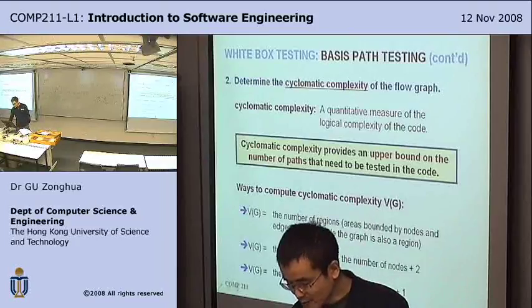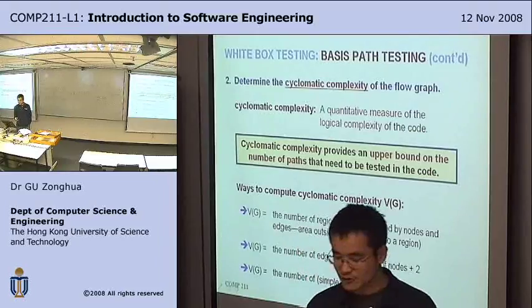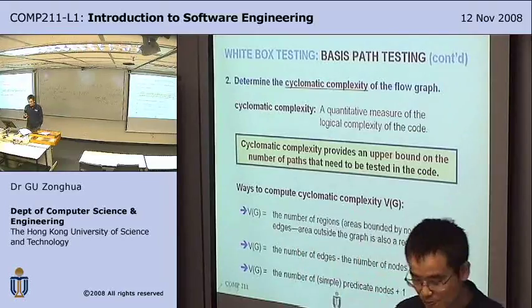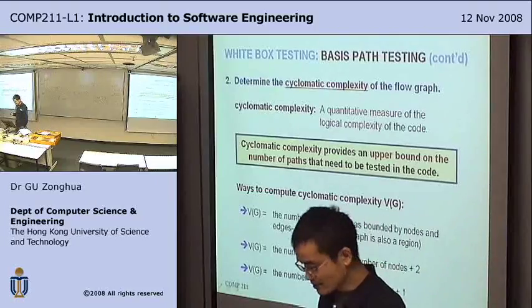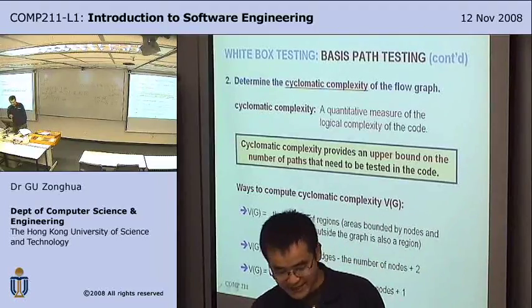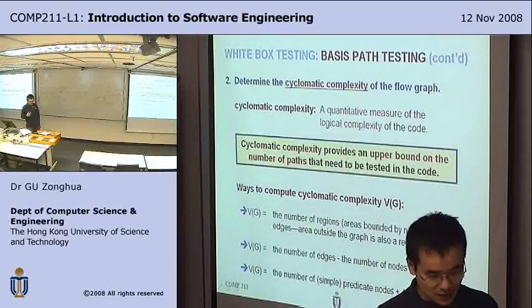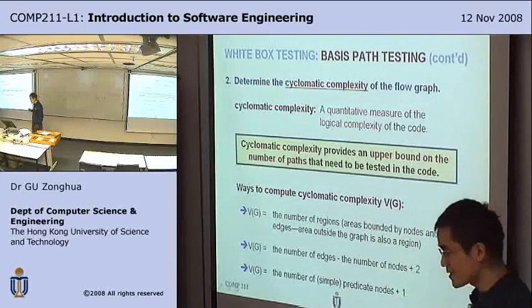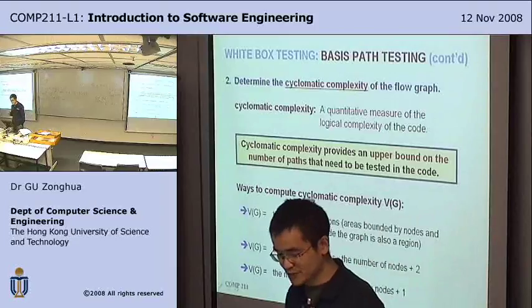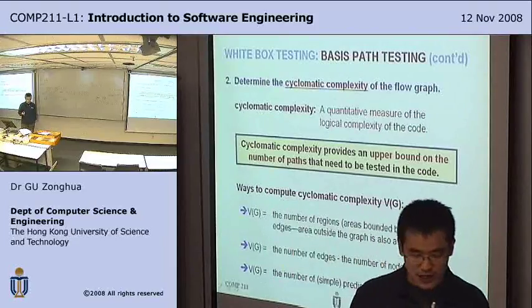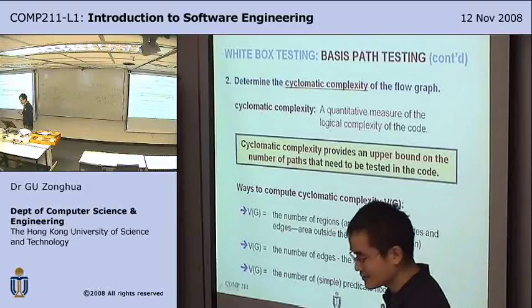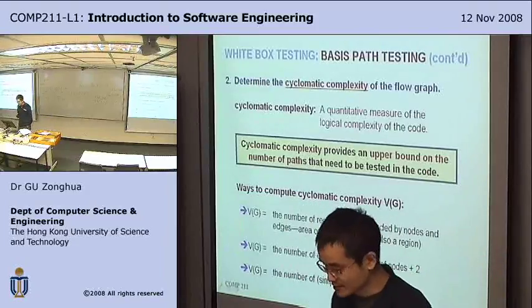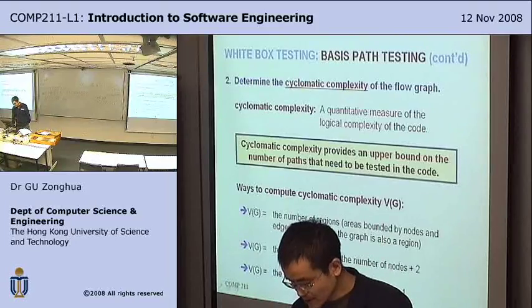Or the number of edges minus the number of nodes plus 2, or the number of single predicate nodes plus 1. So a simple predicate is an if statement with a single predicate inside. That is, if A, then something. That if is a simple predicate, but you have a complex predicate like if A and B or C. That's a complex predicate that counts as 3 simple predicates.